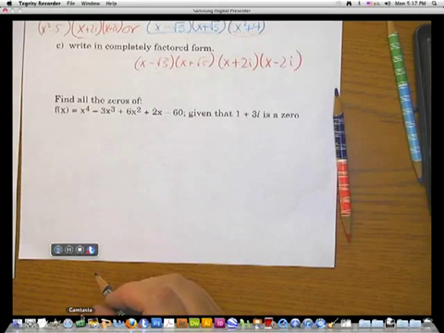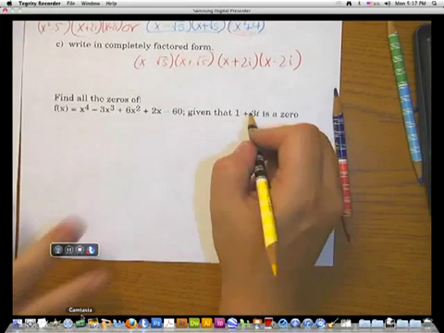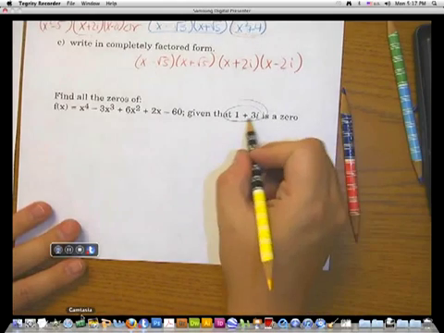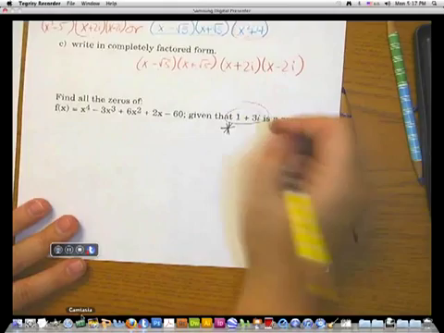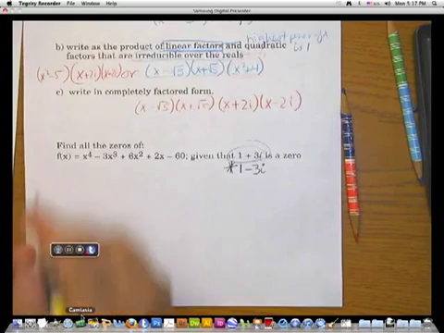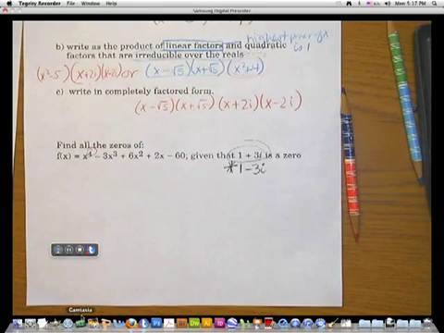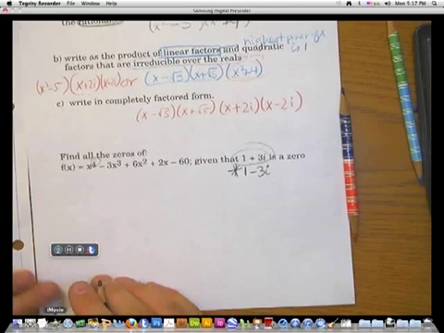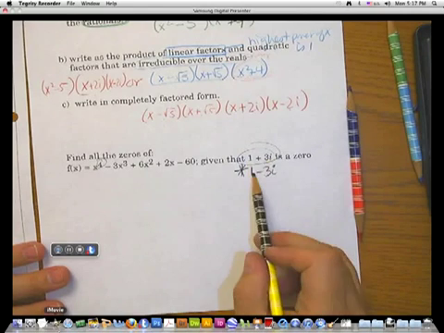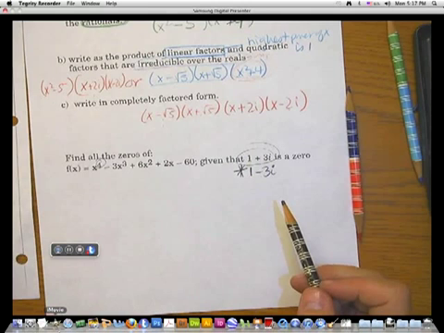Alright, last example here. Find all the zeros of this polynomial given that 1 plus 3i is a zero. Well, back to what we said in the last section, part 1 there. If I know 1 plus 3i is a zero, then I also know its conjugate is a zero. I know I'm going to have 4 zeros. Because I know 1 plus 3i and 1 minus 3i are zeros, what I need to do is find the rest of them.